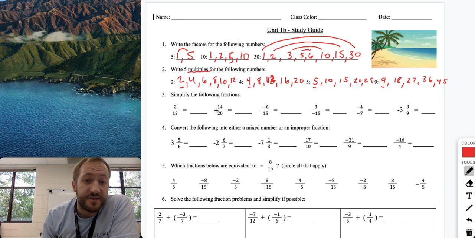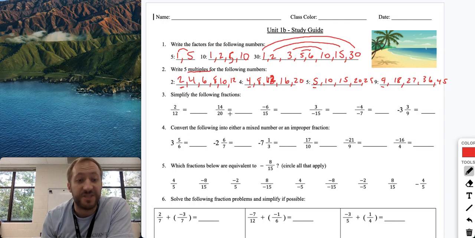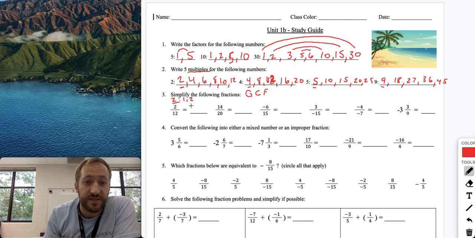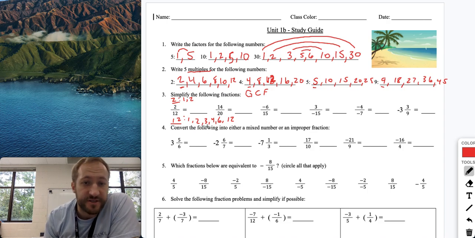So the next thing, simplify the following fractions. Whenever we simplify, all we're really thinking about is this right here, the greatest common factor. If I have 2 and 12, the factors of 2 are, let's see, 1 and 2, that's it. Factors are those small numbers that go into a number. Just 1 and 2. Factors of 12 are 1 and 12, 2 and 6, 3 and 4. Yep, those are all the factors. So the greatest common factor between these two is 2.